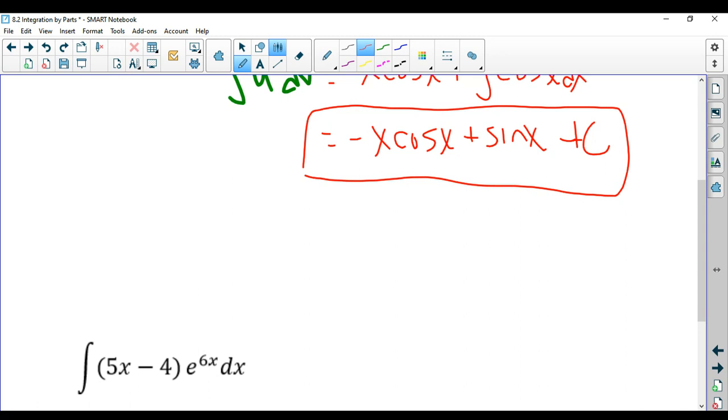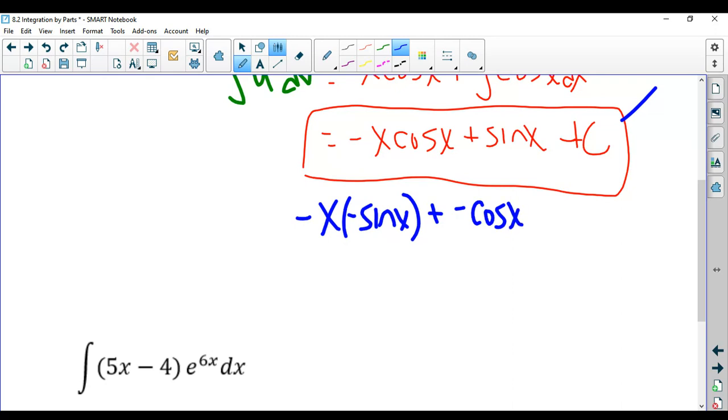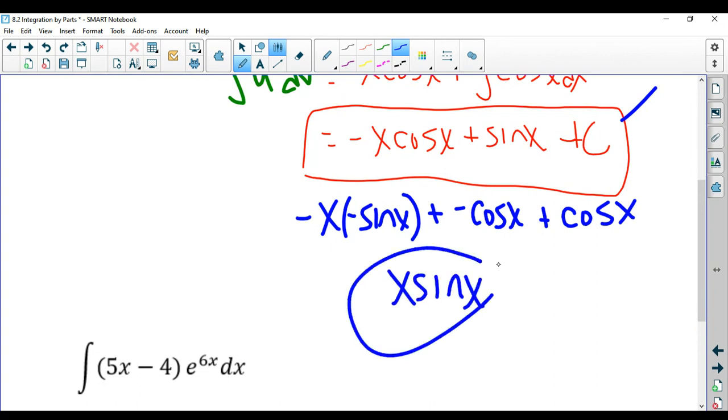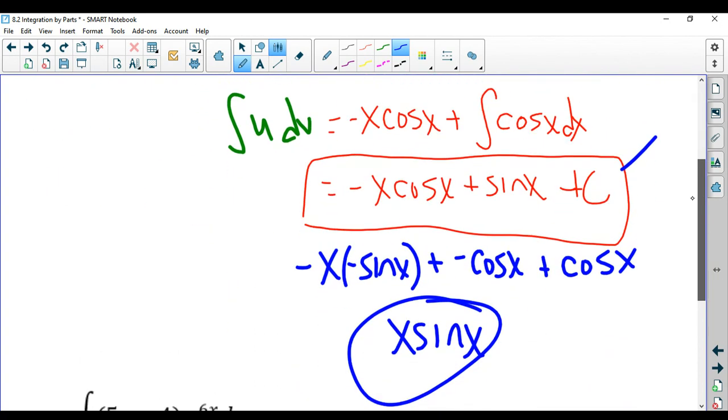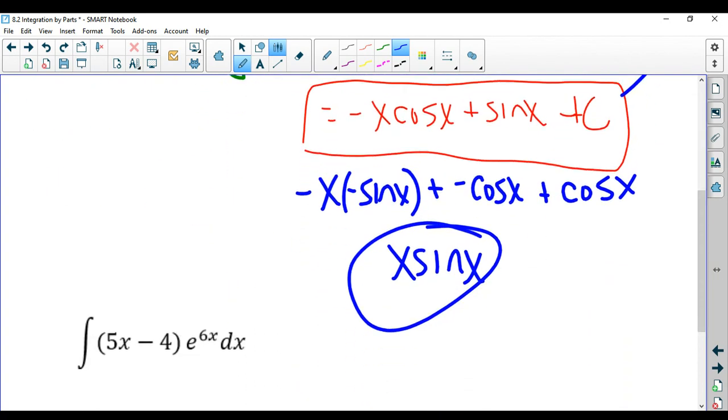So if you differentiate this, first one's a product. First times the derivative of the second plus the second times the derivative of the first. So it's negative cosine of x. The derivative of sine is cosine. Derivative of c is 0. Negative cosine plus cosine is 0. Negative times a negative is positive. There's your check. That's what our integral was. There you go. You can also check it with the calculator. You know how to do that. We'll see you shortly to figure out how you do this one.